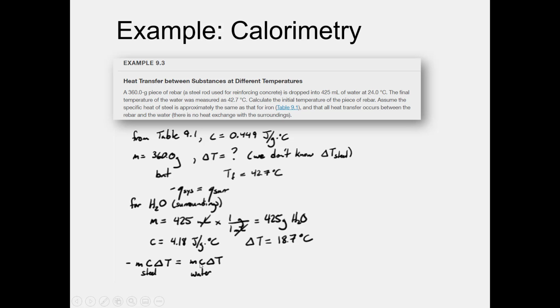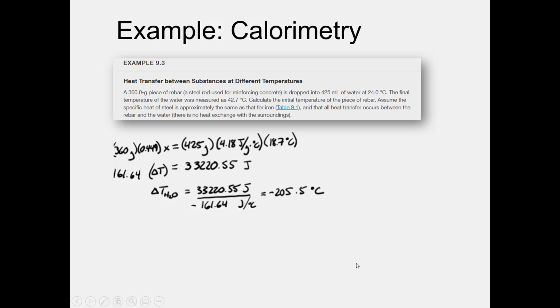is equal to the positive mass times specific heat times temperature change of the water. We know the mass, the specific heat, and the temperature change for the water, and we know the mass and the specific heat for the steel, so we can solve this equation for the temperature change in the steel, delta T, and use that to find the initial temperature of the steel. We plug in the mass of the steel and the specific heat of the steel over here: 360 grams times 0.449 joules per gram degree Celsius.